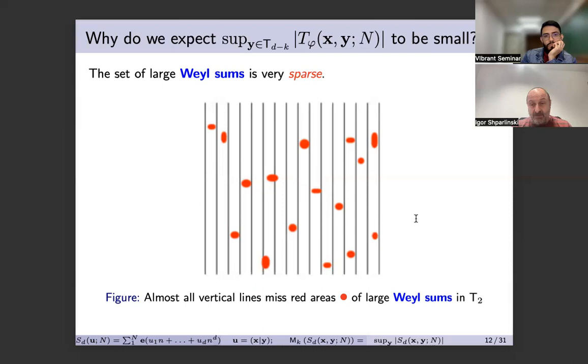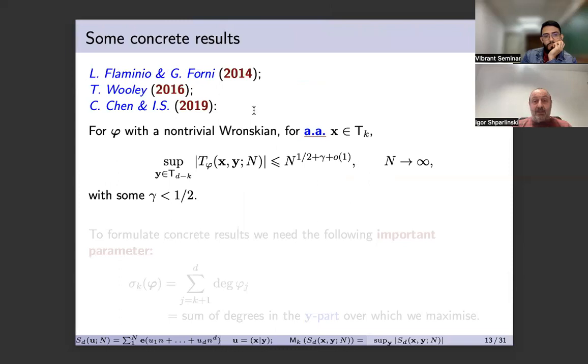Okay, so as I said, there are three groups of results. First, Flaminio and Forni. They obtained a result which was based on some methods of ergodic theory and was not very strong. So Trevor Wooley improved this. And to show some quantitative results, I will need to introduce two more notions.